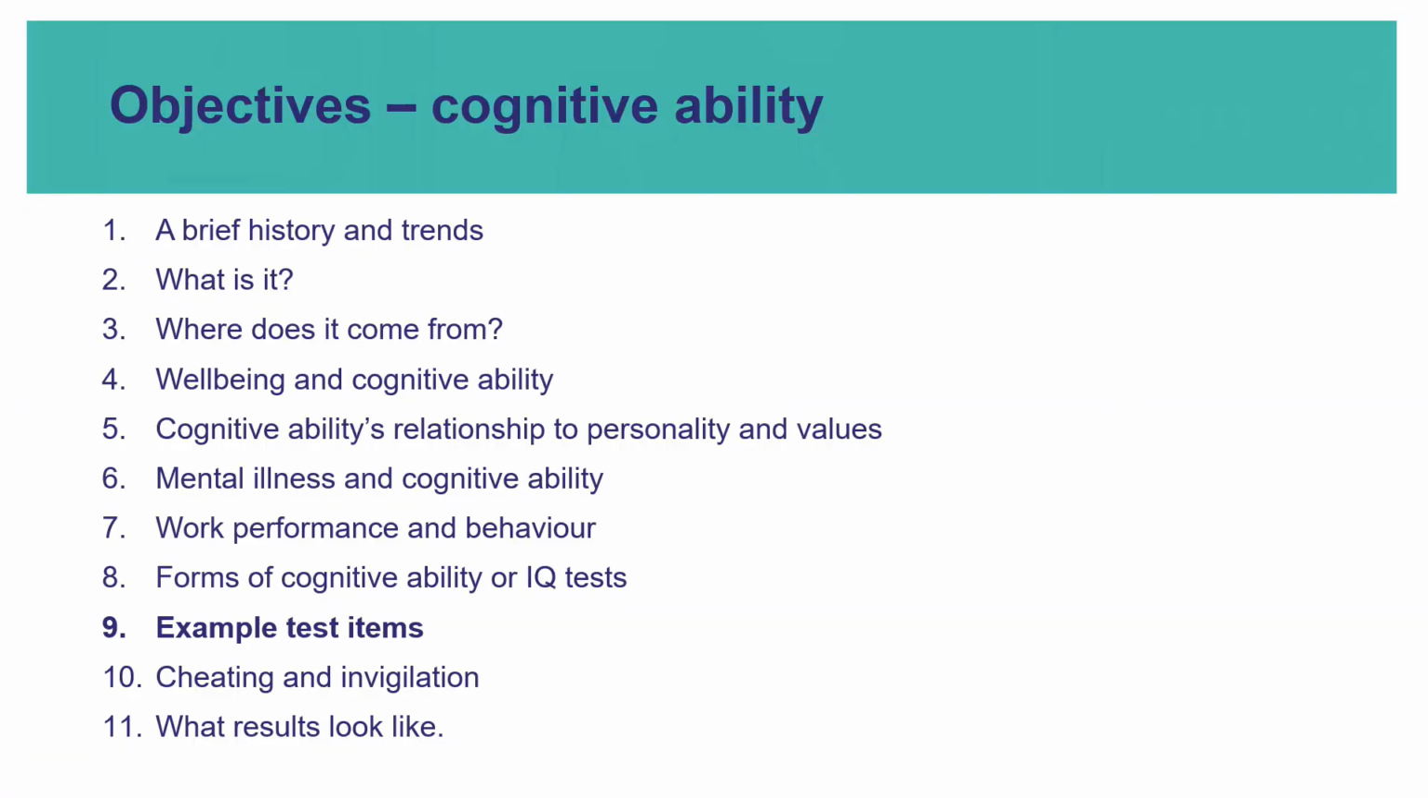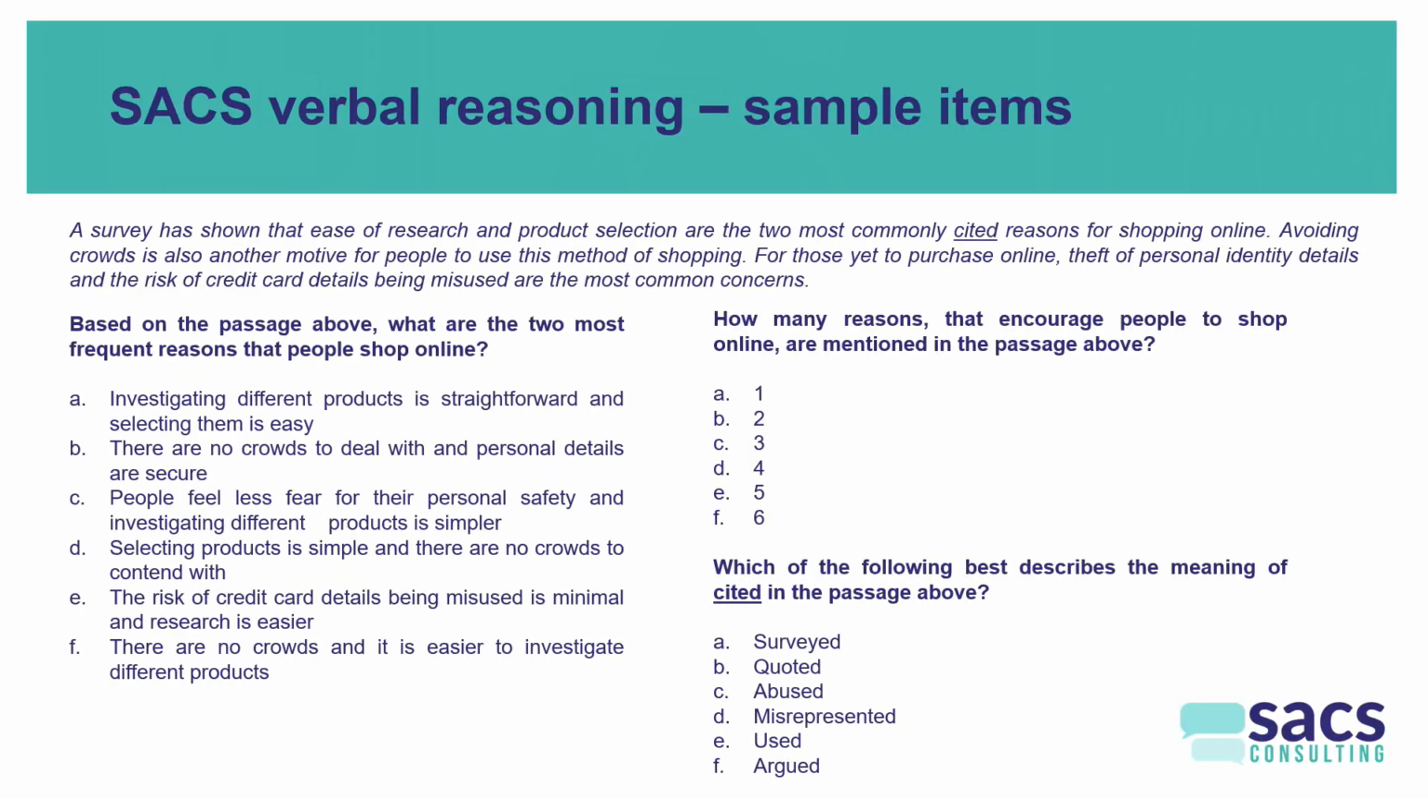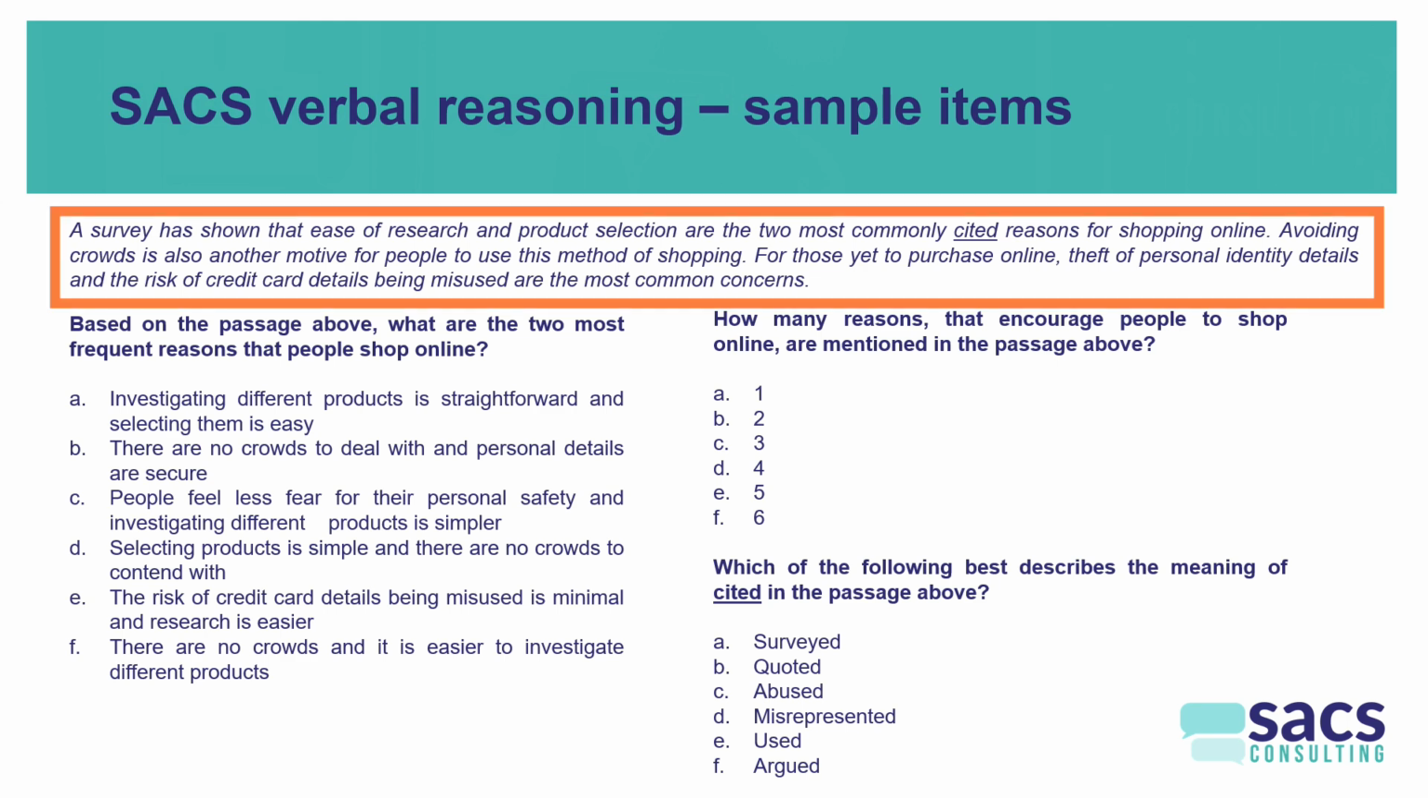And in this one we're talking about example test items. And so we'll show you what test questions look like in cognitive ability assessment. The first one is a verbal reasoning assessment, and the task that you're asked to undertake in this question is to firstly read the text that I'm showing in that box right now.